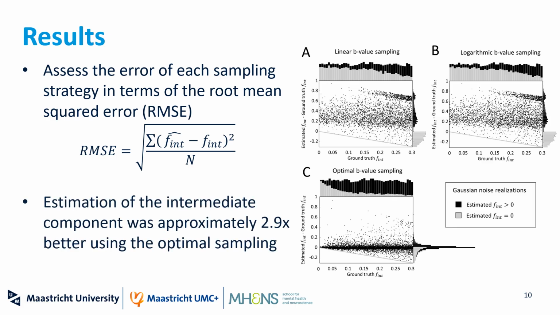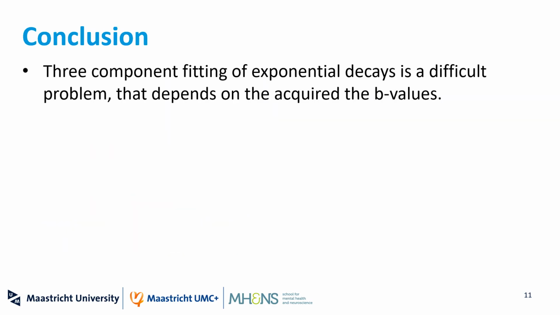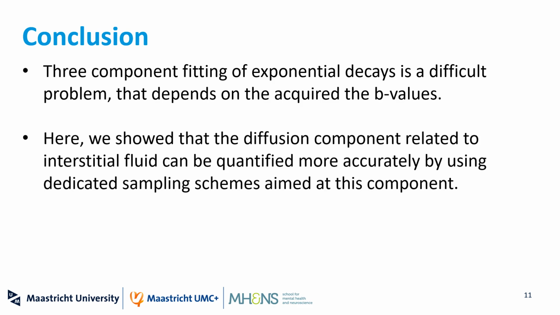Furthermore, this can be seen from the root mean square error, which is about 2.9 times lower for the optimal case compared to linear and logarithmic. Three-component fitting of exponential decays is a difficult problem, and it depends on the acquired B-values. In this study, we showed that the diffusion component related to interstitial fluid can be quantified more accurately by using dedicated sampling schemes aimed at this specific component.